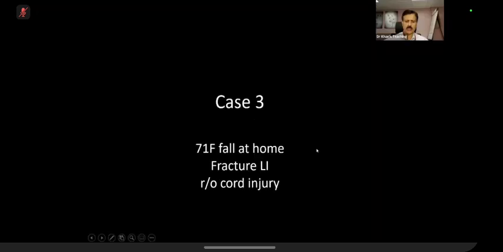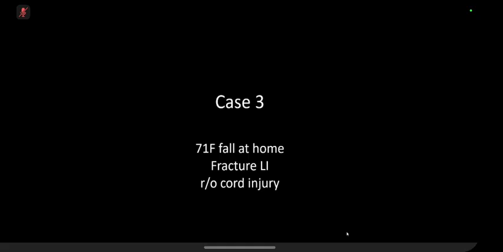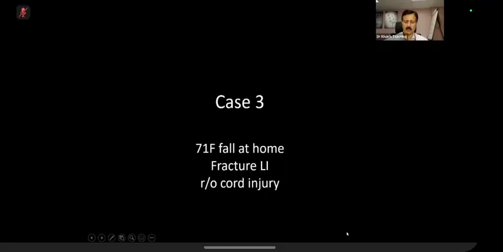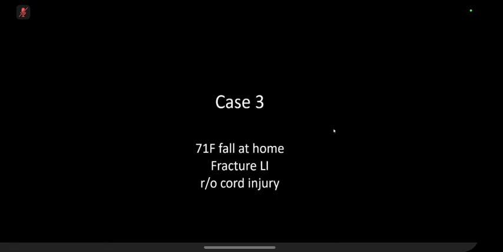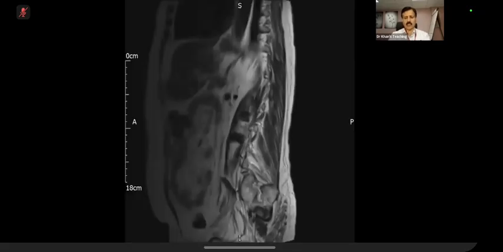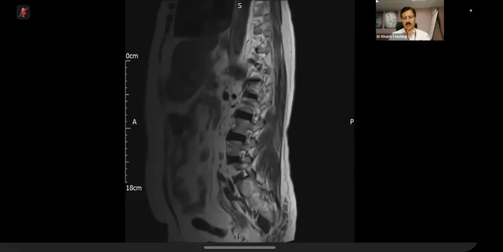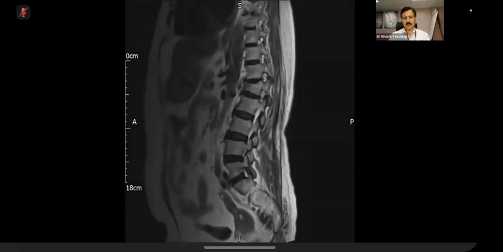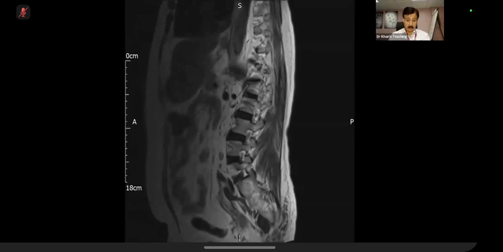Can you see this case 3 written for you? Yep, 71-year-old female fell at home, fracture L1. Let me give you the mouse control. Take over, please. So this patient fell at home. There was an L1 fracture, and the orthopods said we want to do an MR also just to evaluate if anything else is happening.